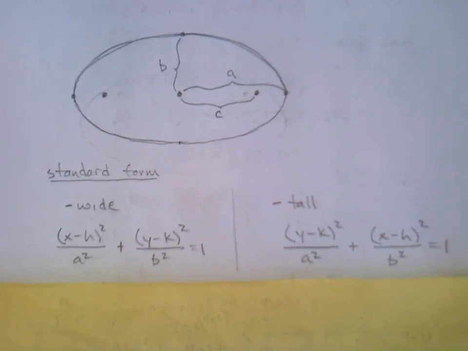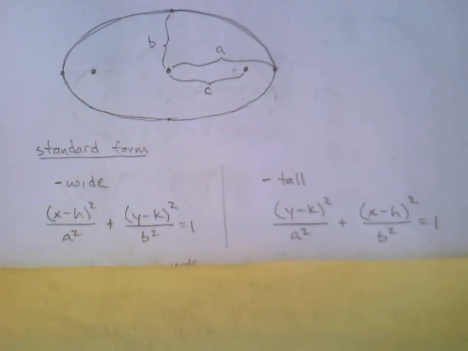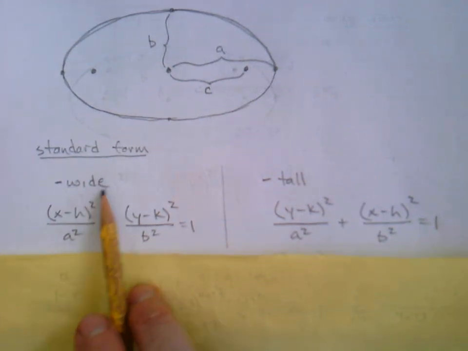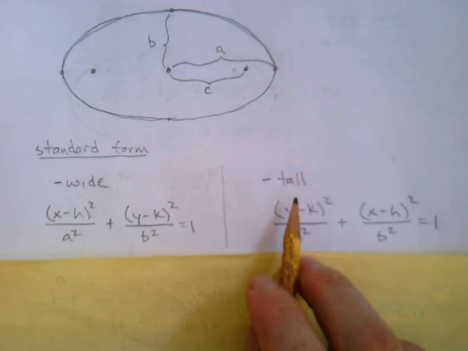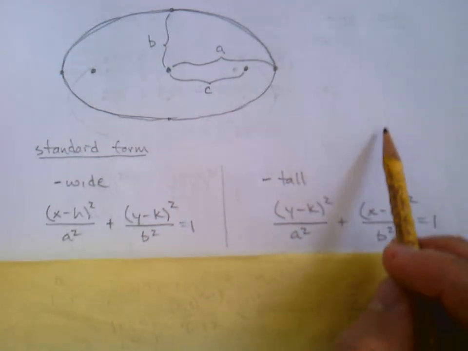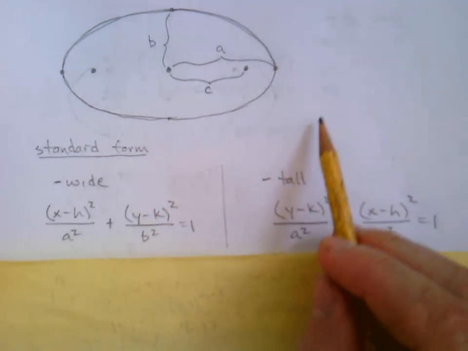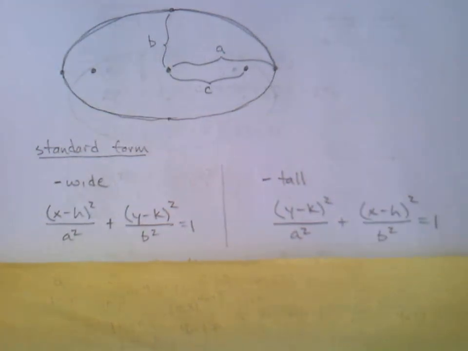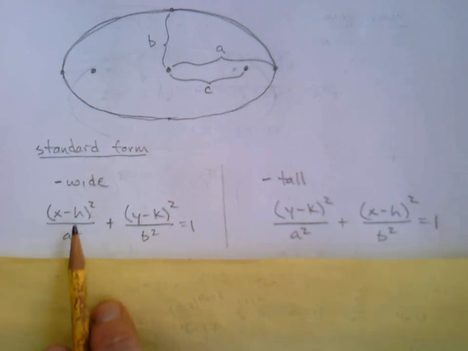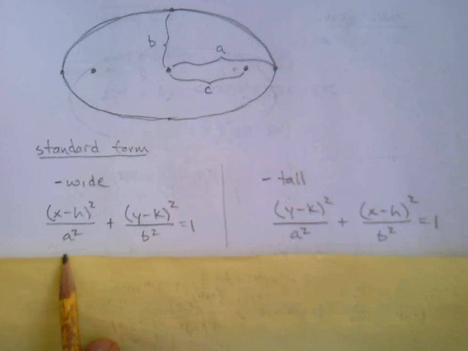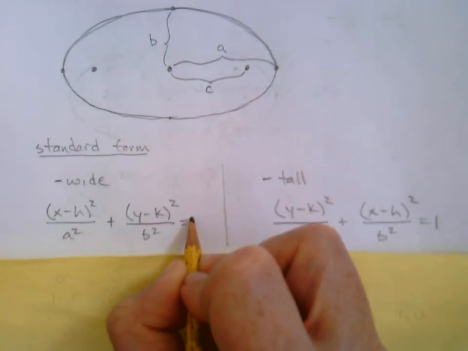So what does that mean for the standard form of the equation of an ellipse? Well, there's two versions. There's the wide ellipse. I've got a wide ellipse here. But there's also a tall ellipse that would be the same idea but rotated, more thin than wide, or more tall than it is wide. Well, okay, so for the wide ellipse, your center is (h, k). You can see the values of a and b. (x minus h) squared over a squared plus (y minus k) squared over b squared equals 1.